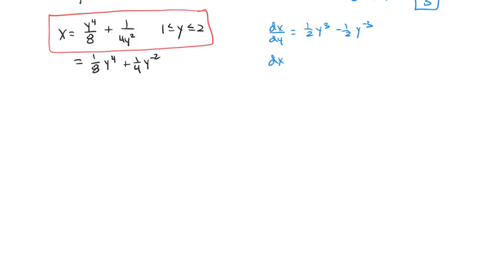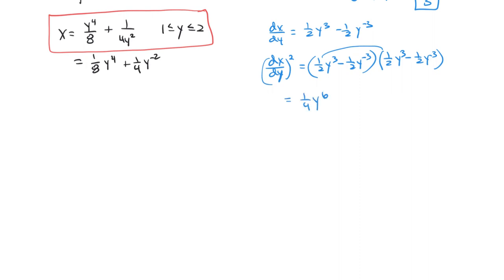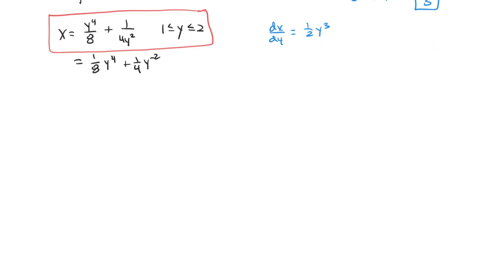Okay, so now I have to square this, dx/dy squared. And I'm just going to write these next to each other. I'll write this twice and then use the FOIL method. Okay, so we've got this. First times first is going to give us 1/4 y to the 6. Outside times outside will give us 1/4. So you get plus 1/4 y to the 0, right? Because 3 plus negative 3 is 0.